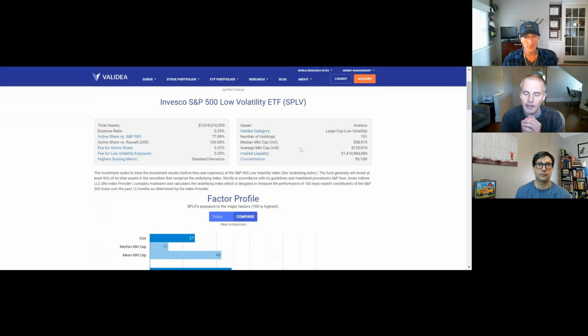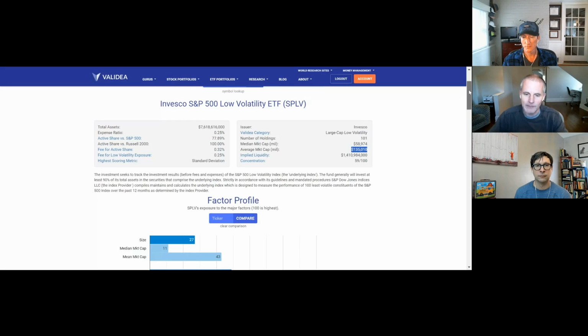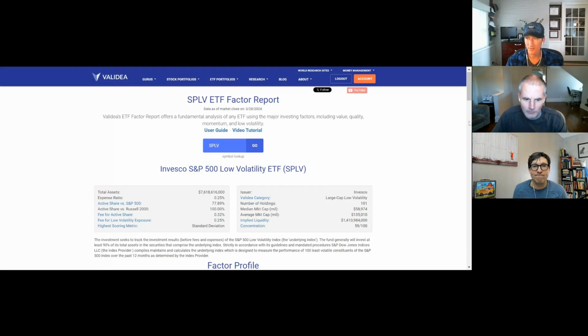And like you said, this is a large cap, low volatility ETF. And as it turns out, you'll find a lot of the low volatility companies in the large cap space anyway. You won't find as many of them in the small cap. So it's not that big of a difference here. But yeah, you'll see this has 100% active share versus the Russell 2000, meaning that it's obviously all large cap companies.